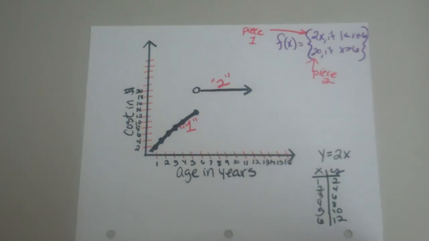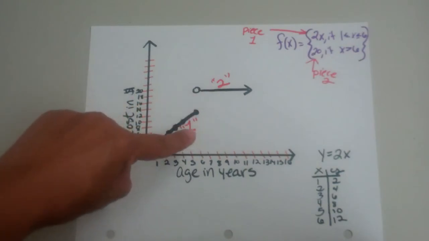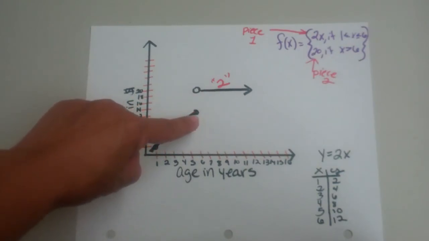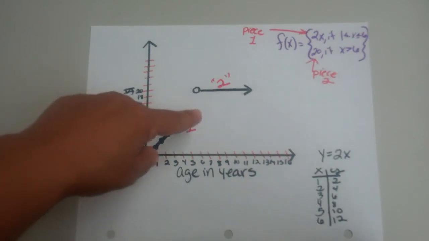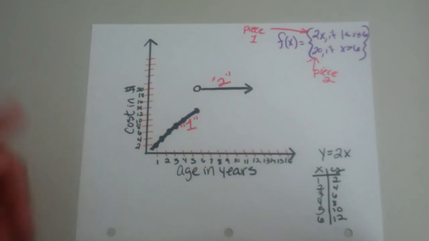If you were to read this, you can see what your price would be all the way up to 6. At 6, that's where the tricky part is. At 6, you actually are going to still pay your $2 per age. That's why it's colored in here. At 6 here, it does not include that because it doesn't happen until you're over 6.